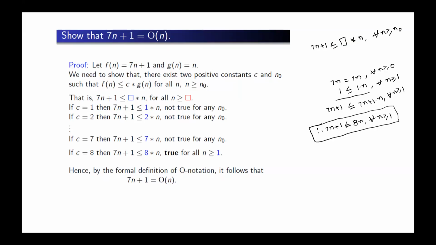Yes, sir. We need not worry, because our C is 8 and n naught is 1. Some constants we need to find. We need not worry about whether this constant is small or large. Is that okay? Is that correct?